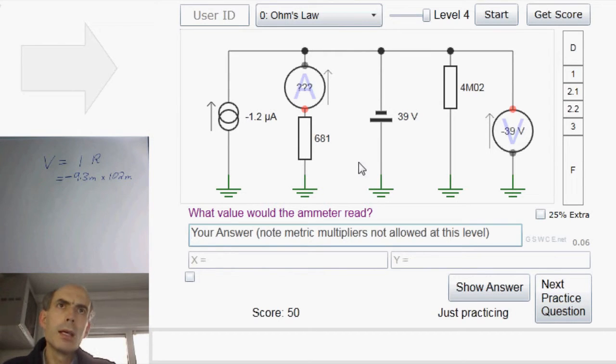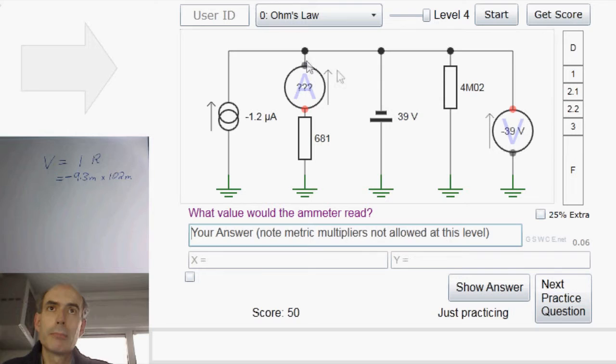Right. Here we're being asked what the ammeter would read. So we want to know how much current is flowing through this resistor, because all the current through this resistor must flow through this ammeter. How do you work out the current flowing through a resistor? Well, you need to know the voltage across it. Do we know the voltage across it? Yes, we do. An ammeter has a zero resistance, so the voltage on both sides of the ammeter will be the same.